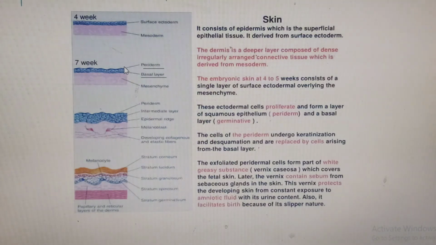The exfoliated periderm cells are replaced by the mitotic activity happening in the basal layer. Locally, these epithelial cells grow downwards towards the connective tissue area and form glands, which will bear ducts. And that is what we call the development of the skin. Remember, this happens around the 4th to 5th weeks of intrauterine life.